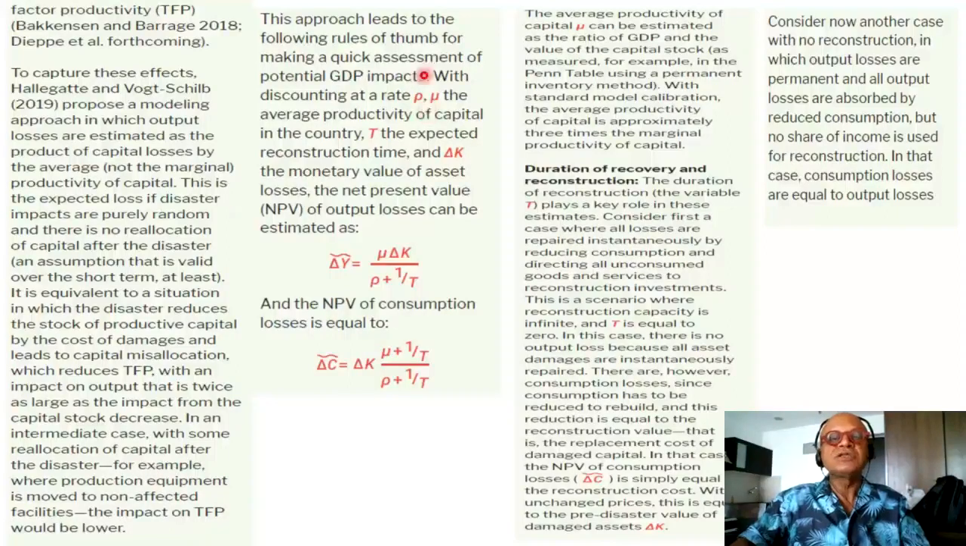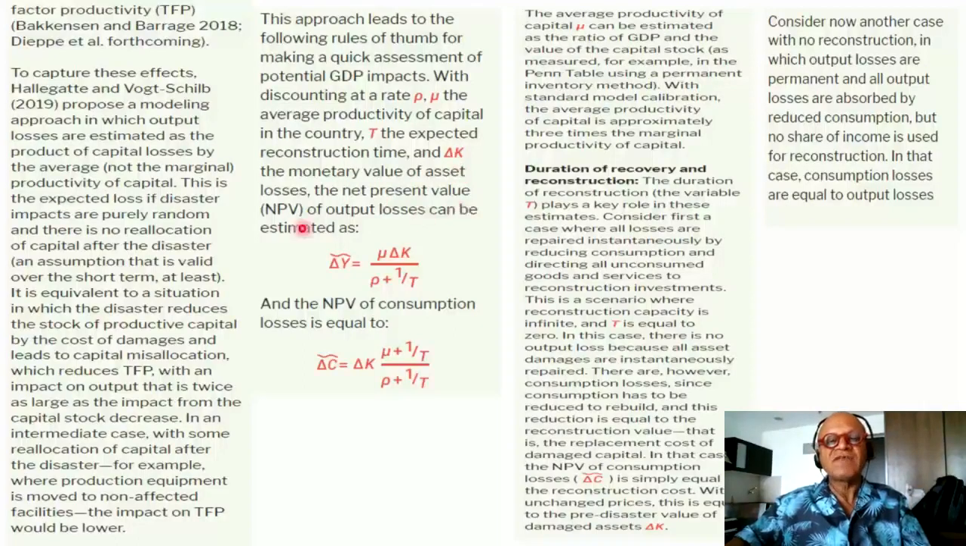This approach leads to the following rules of thumb. These are rules of thumb, so just remember that, empirical. For making a quick assessment of potential GDP impacts with discounting at a rate of rho. So that's the investment now and how this value decreases with time. Mu, the average productivity of capital in the country. So each dollar, how much income does it produce, let's say. T is the expected reconstruction time that we discussed before in the last podcast. And delta K, the monetary value of asset losses.